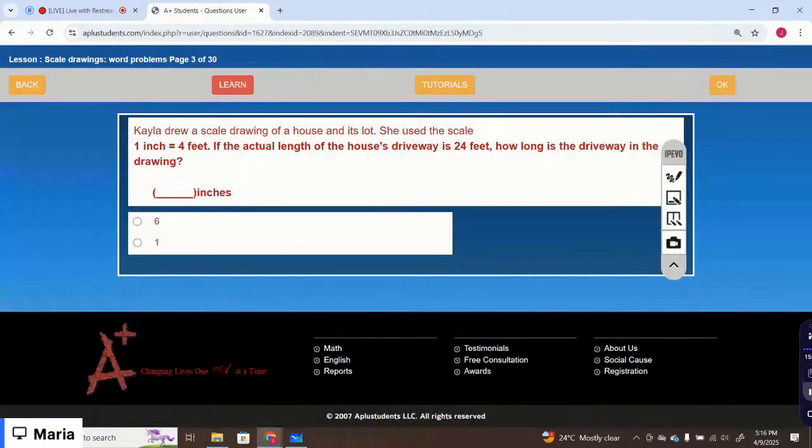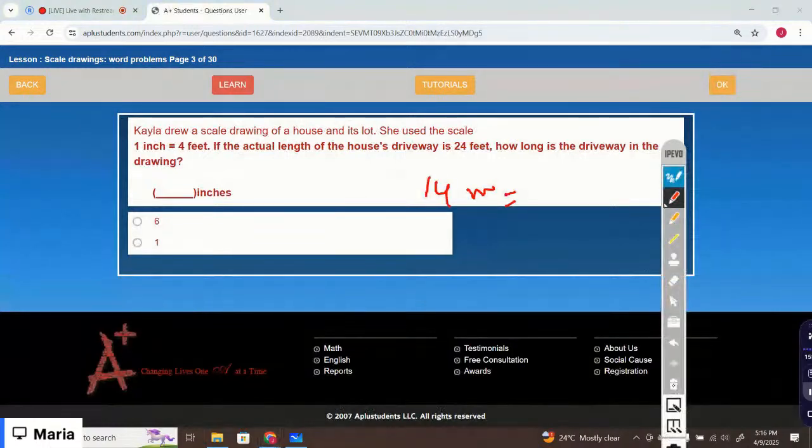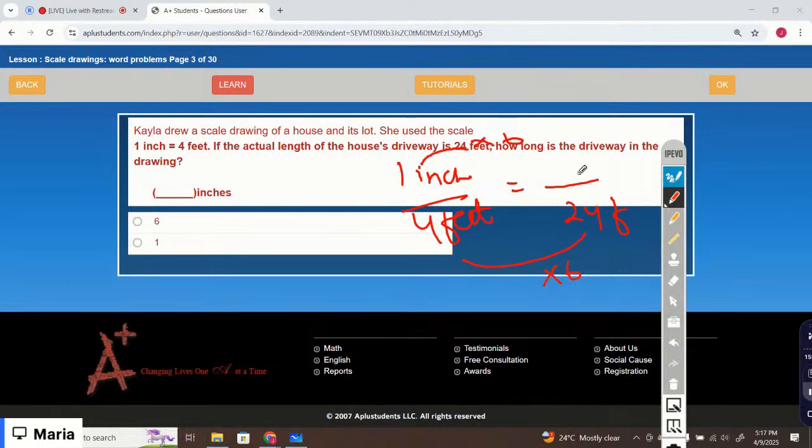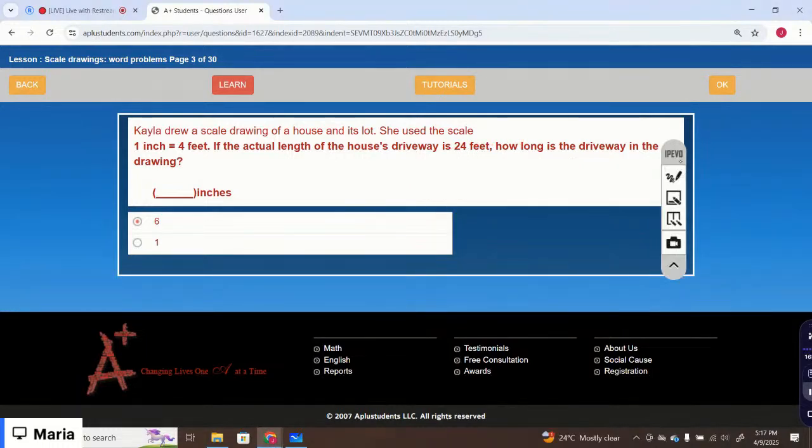Kayla drew a scale drawing of a house and its lot. She used the scale 1 inch equals 4 feet. If the actual length of the house driveway is 24 feet, how long is the driveway in the drawing? 4 times 6 is 24. So 1 times 6 is 6. The correct option is 6. Option number 1 is the correct option.